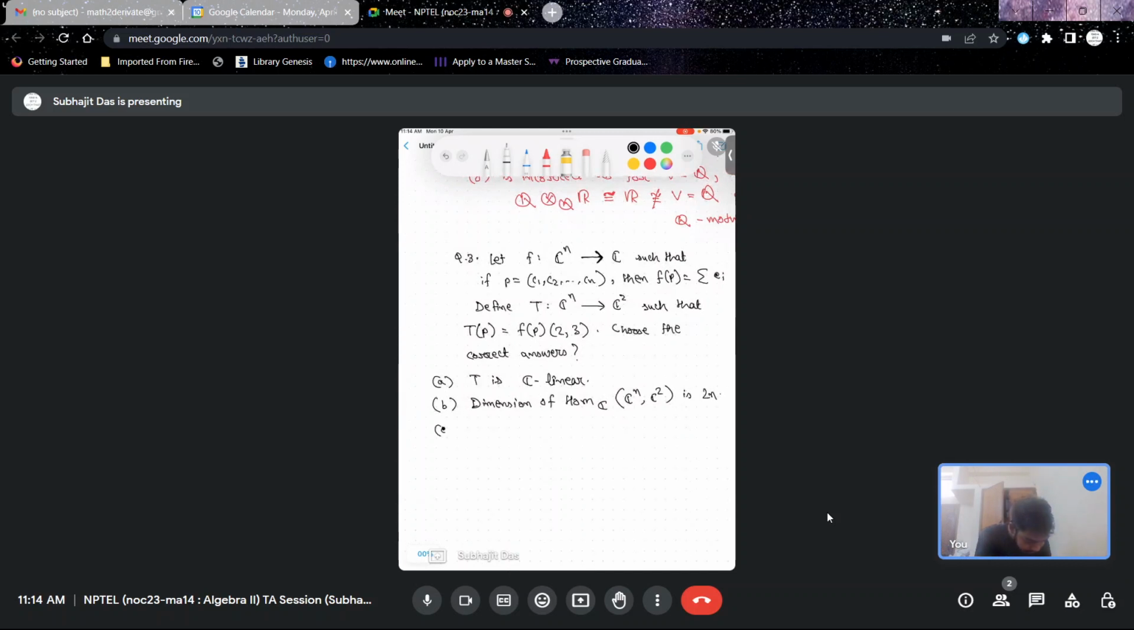Option C says that Cn star. What is Cn star? It's just Hom Cn comma C, right? It's the dual space of Cn. You just look at all the linear maps of Cn into C. So Hom C Cn comma C, Hom object from Cn to C, this tensored over C with C2 is isomorphic to Hom C Cn comma C2.